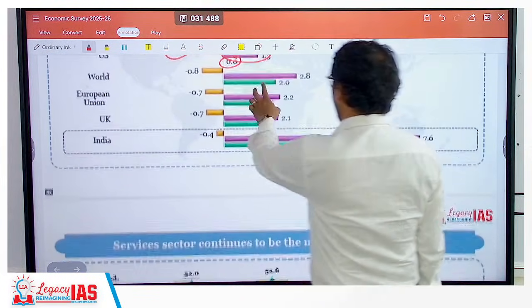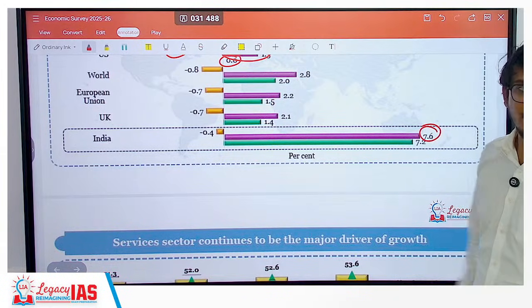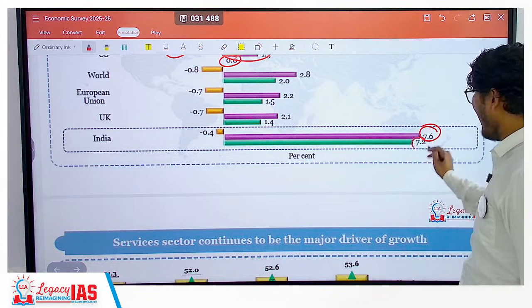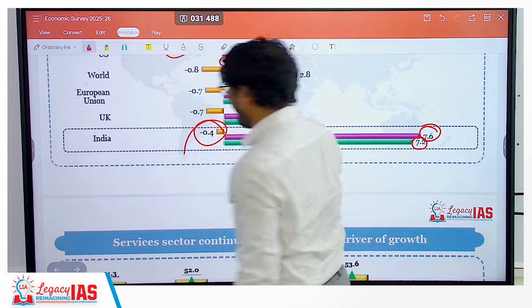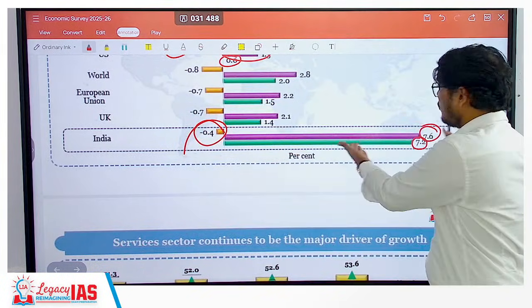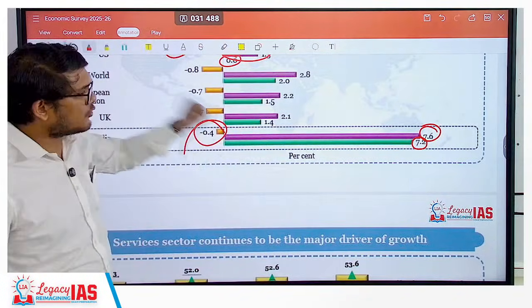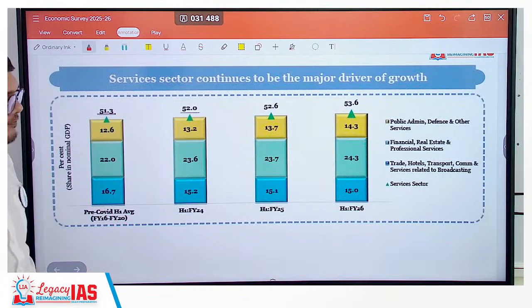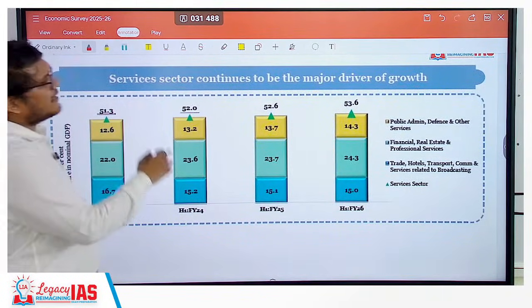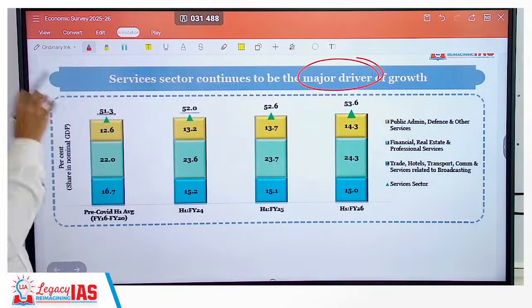But let us see what happens in case of India. Growth rate for India pre-COVID was 7.6. Now it's not that bad. It is still 7.2. So the deviation for India is very small. In fact, it is on such a huge number, but still the deviation is very small for India. This shows the resilient nature of India's services sector. Now, this services sector continues to be the major driver of the growth of Indian GDP.